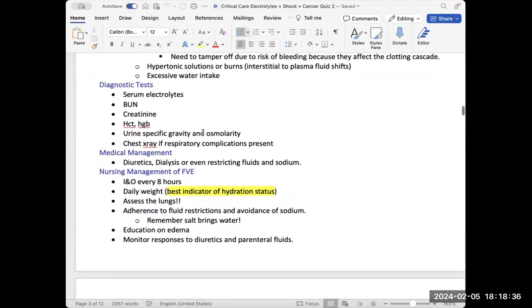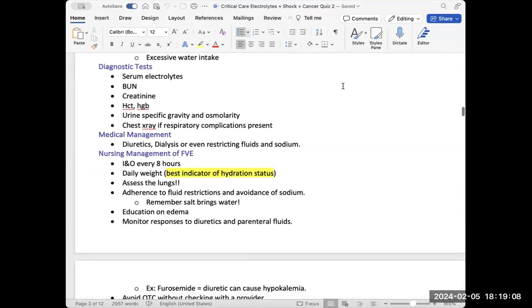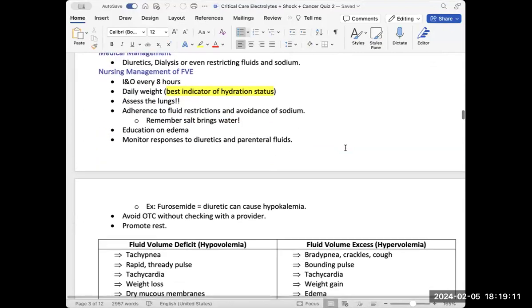Now, just like with fluid volume deficit, you look at your electrolytes, your BUN, your creatinine, your hemoglobin, hematocrit, because it's going to be a lot of the same indicators, the same sorts of electrolytes, same sorts of lab values. They're just going to present slightly differently when we're talking about one versus the other. Urine specific gravity, osmolarity, and chest x-rays, especially for our fluid volume excess patients. Why? Because if that fluid builds up so much, they can have crackles. So that's not good.